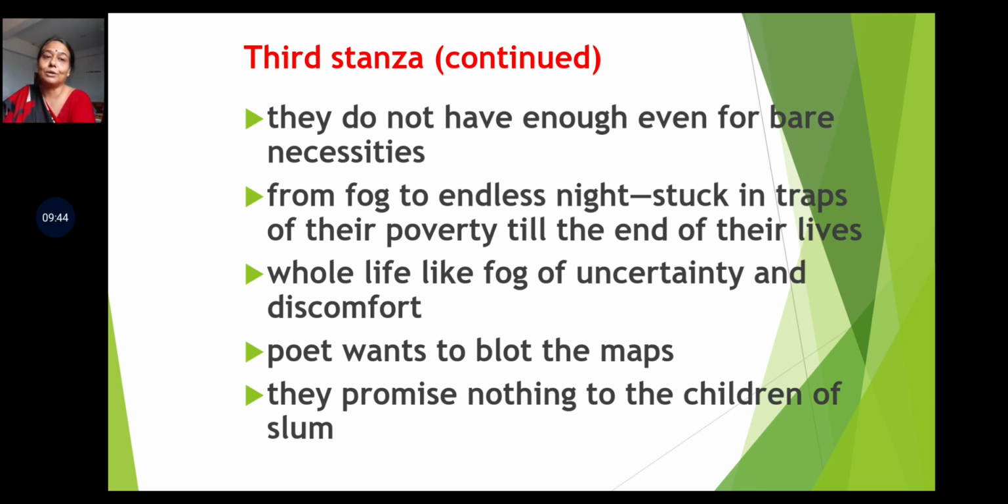The poet wants to blot the maps. The maps that are put up in the class, he wants to blot those maps because these maps promise nothing to the children, because their world, the world of the slum, is far removed from the world that is there in the maps, the beautiful places. These maps offer nothing to the children which will make their life better.